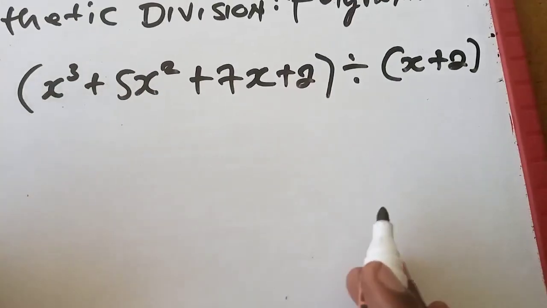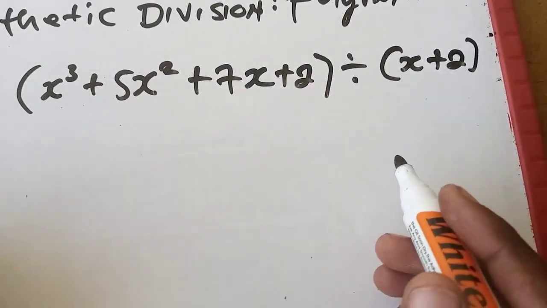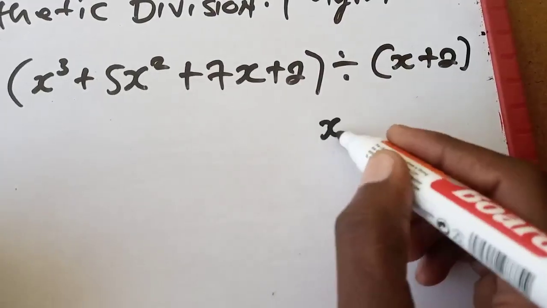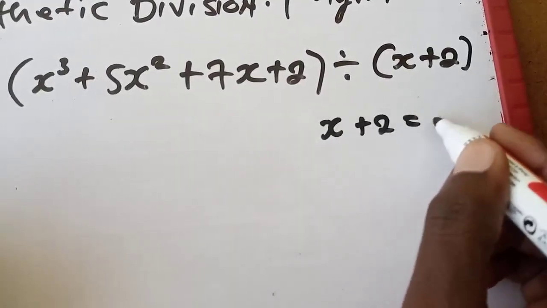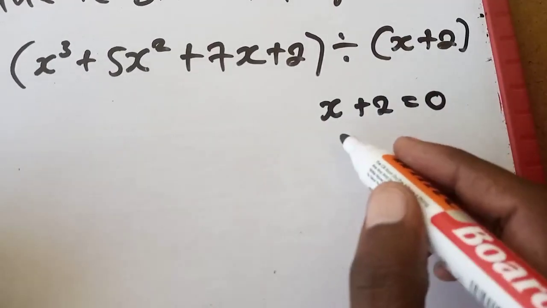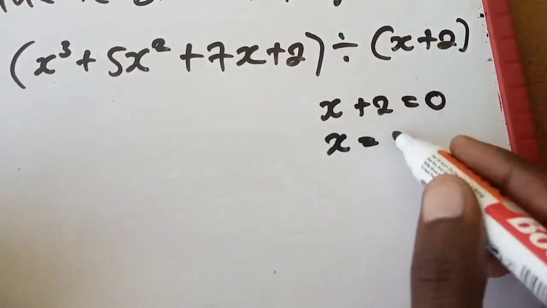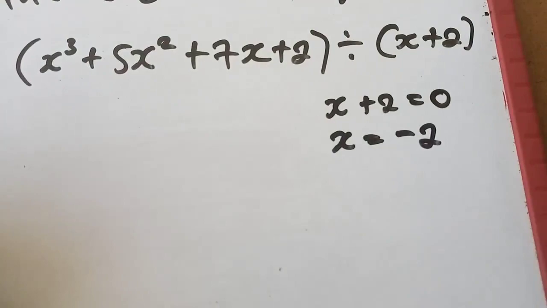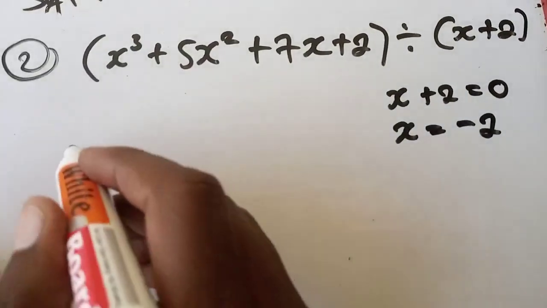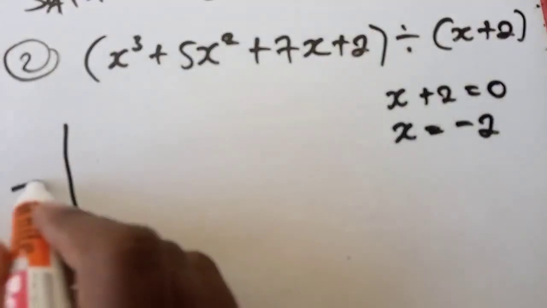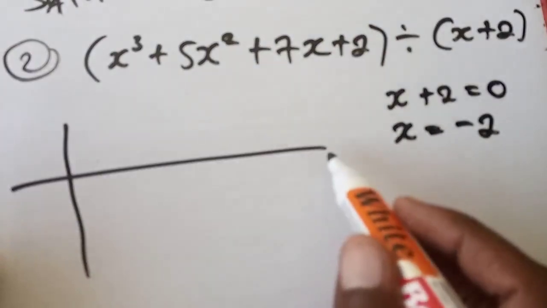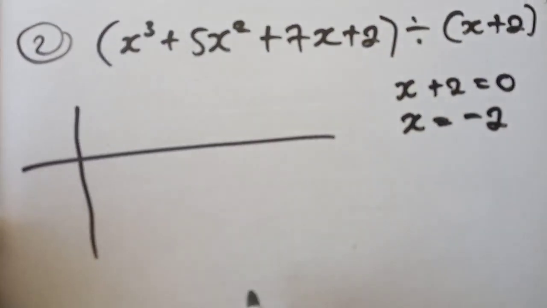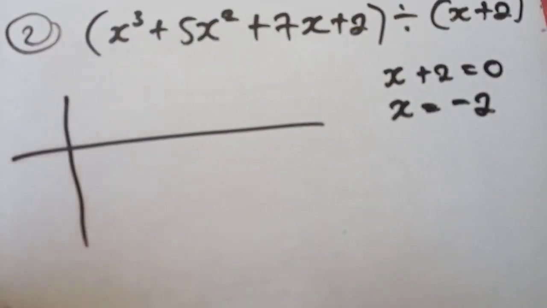Okay, so you know how to find the value of x. So we say that x plus 2 is equal to 0, like that. Then you find the value of x, it will be negative 2. So you draw this the same way that we had done that. Okay, so this is what you are going to do.